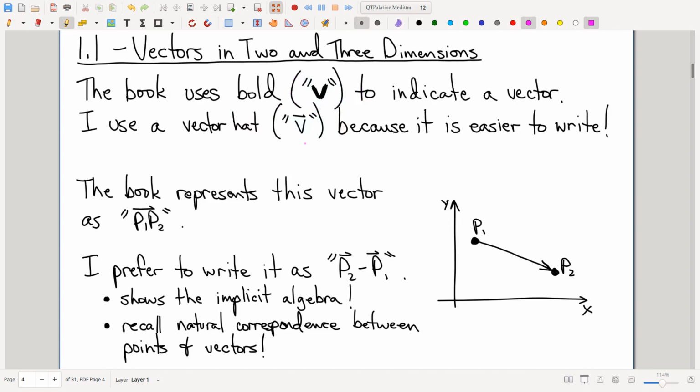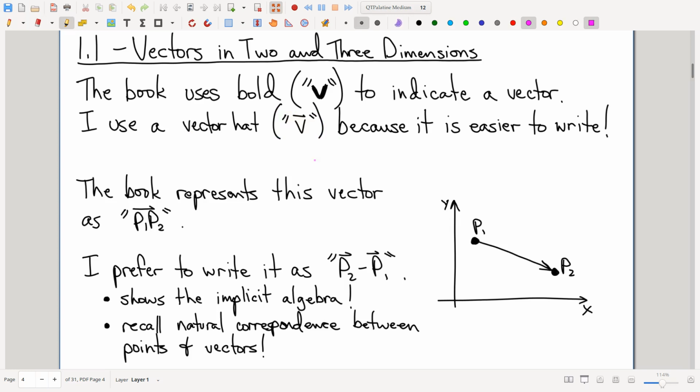There's a very convenient alternative that's also very standard. You put a little arrow over the letter, and that works just as well. That's fine. It indicates that this is a vector, and it's of course in handwriting basically instantaneous. So anyway, that's my little quibble. Our textbook uses bold. Show-offs. But I'm going to use the vector hats.